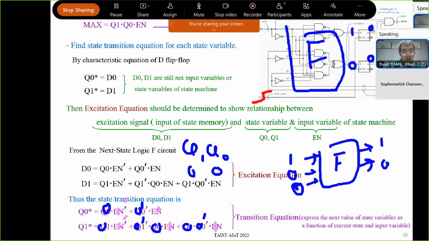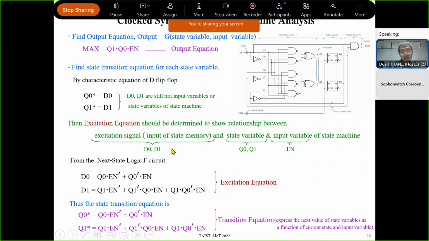And when the clock ticks, the flip-flop updates its data from input D, right? So the new value of the flip-flop then becomes what? 1, 0. It changed to 1, 0. So this is the new value of the flip-flop, Q0 star, Q1 star. Understand the meaning?